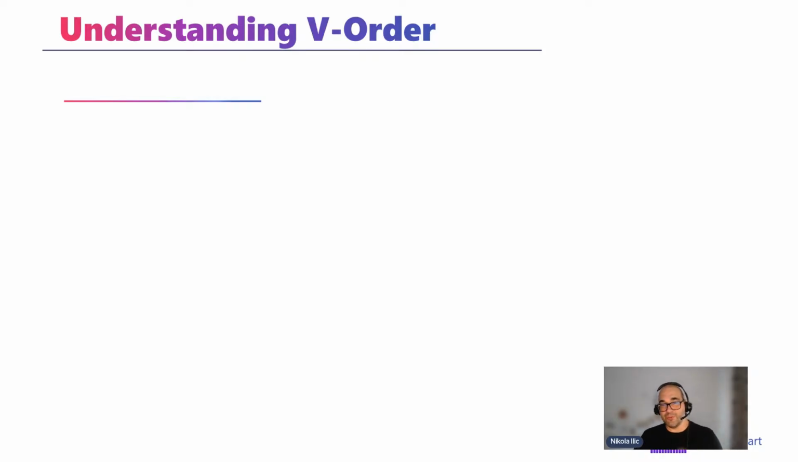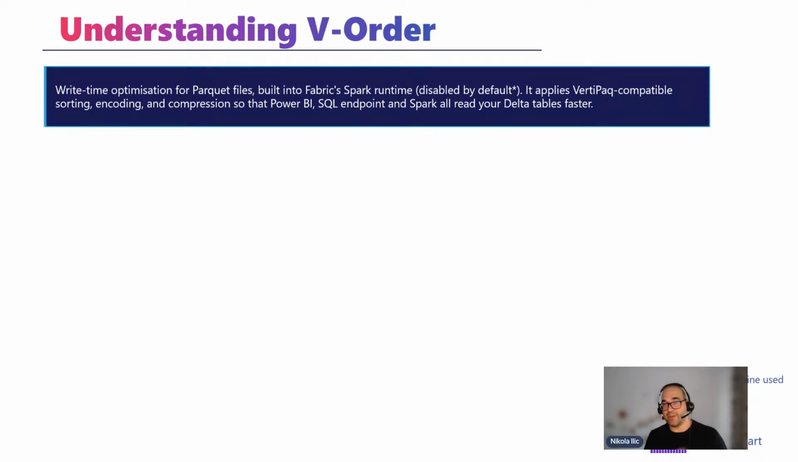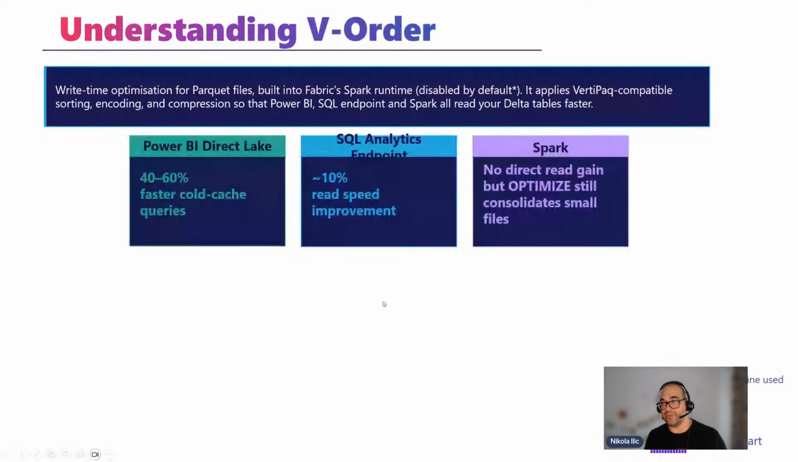So V-order, I don't want to bother you too much with technical details. Think of it as a write time optimization for Parquet files. It applies some kind of VertiPaq compatible sorting and compression so that downstream engines can read the data faster. The impact is different depending on the engine. Obviously, Power BI Direct Lake sees the biggest benefit because it's based on VertiPaq. So 40 to 60% faster cold cache queries. SQL Analytics endpoint gets approximately 10% read improvement. These are average values, so don't take this for granted. There will be some exceptions here and there.